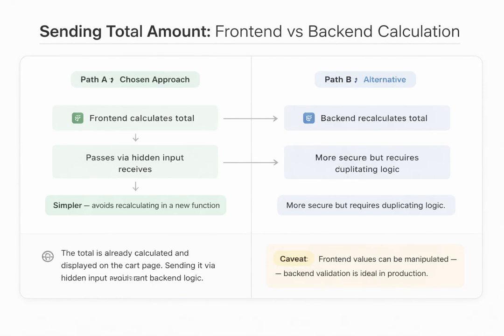Now, the total amount needs to reach the backend somehow. There are 2 approaches. The first is to recalculate the total on the backend inside the new checkout function, but that means duplicating the calculation logic that already exists in the cart controller. The second approach, which the instructor chooses for simplicity, is to take the total that's already calculated and displayed on the cart page, put it into a hidden input field, and send it along with the form submission. The instructor does acknowledge that sending values from the front end is not the most secure approach. A determined user could manipulate it, but for the purposes of this implementation, it gets the job done cleanly.